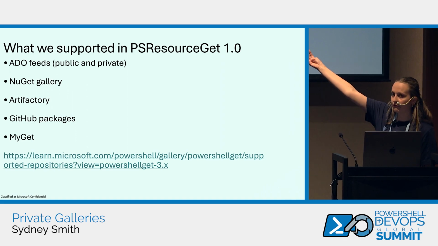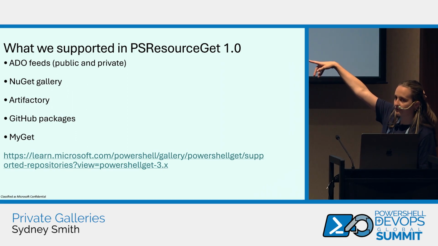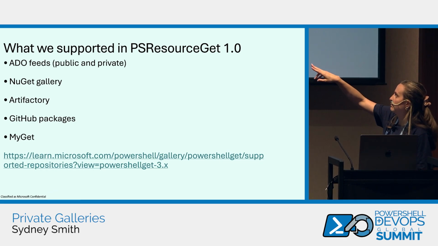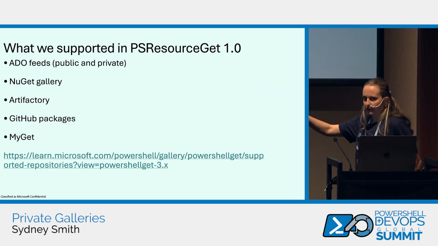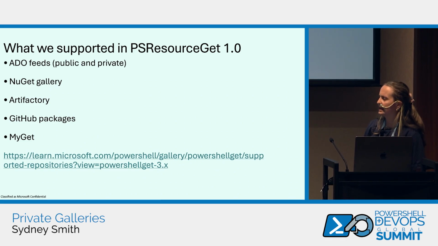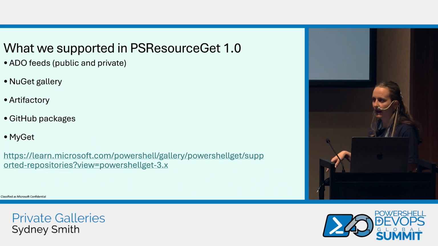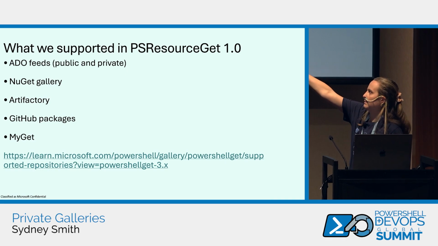So for ADO feeds, like Azure Artifacts feeds, we have public and private support, and we have V2 and V3 support, so both endpoints. We added support for NuGet Gallery. Little tricky thing to note there is that there's a bug right now where it's going to install your NuGet packages as PowerShell modules, so that'll work better hopefully in the future.